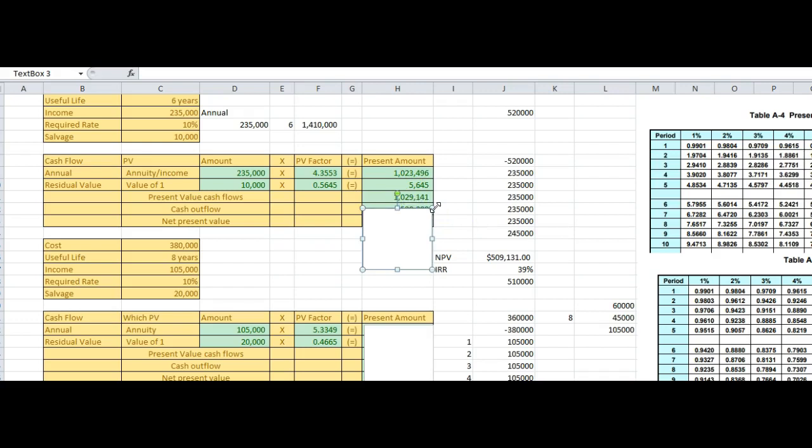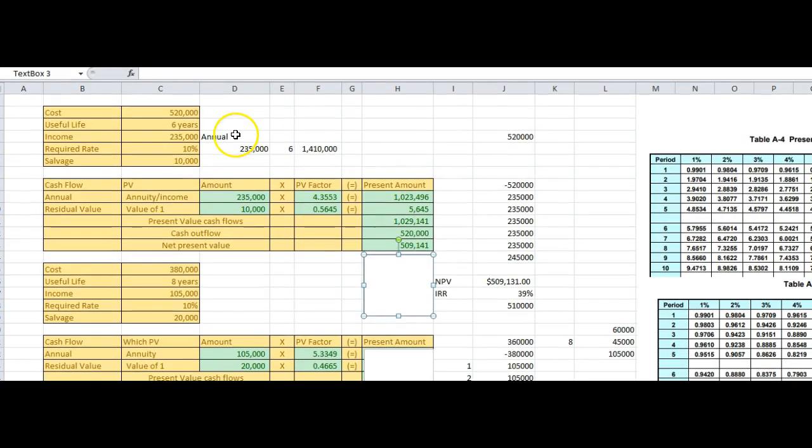So I add those up, and this becomes my present value cash flows. So this $1.41 million in today's dollars is worth $1,029,141. So is this project worth it? Well, if I'm only paying $520,000 initially, I subtract that from the cash flow and come out with 509, net present value. So it's over zero. So yes, it's worth it.